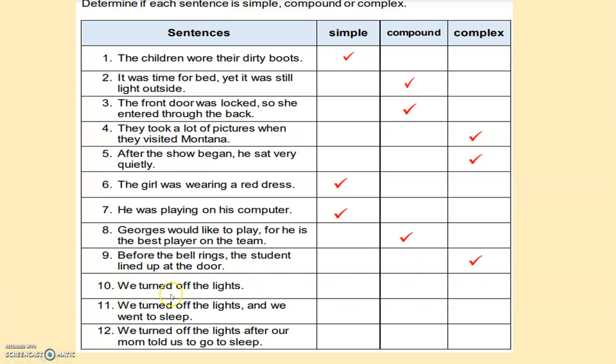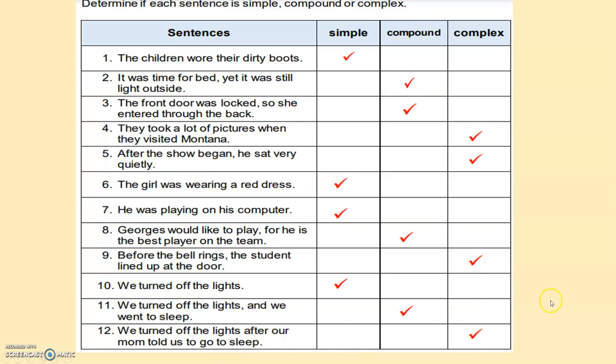We turned off the light. This is subject and predicate with one verb. So simple. We turned off the light and we went to sleep. We turned off the light makes sense. We went to sleep makes sense. So two independent clauses. So when there are two independent clauses, what is it? Compound sentence. We turned off the light after our mom told us to go to bed. So after our mom told us to go to bed doesn't make sense. So it is dependent. And we turned off the light makes sense. It is independent. So one independent and one dependent. So what will it be?